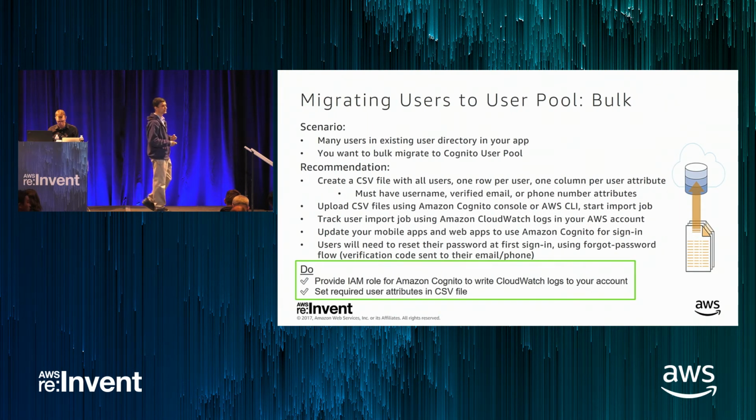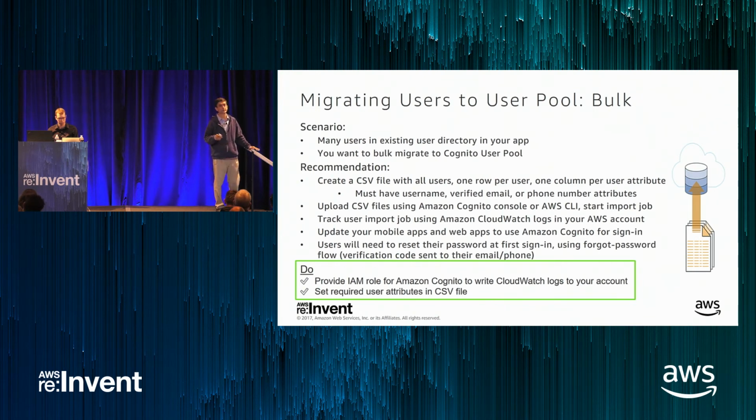One way is to do a bulk migration. Essentially, you take a dump of all the users from your existing identity provider and put that in a CSV file. There's a specific format: you have one row per user and all the attributes as columns. Then you upload that to Cognito. Cognito gives you information on how the migration process is going. It sends logs to your CloudWatch account, so you'll know how the migration went, whether there were any issues, or whether it completed successfully.